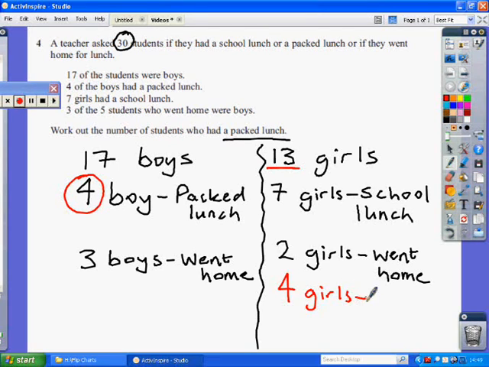Now it hasn't just asked me for the girls, so I'll need to know the number of students. So there's the 4 boys from here that had a packed lunch, the 4 girls from here, so the final answer is that 8 students had a packed lunch.